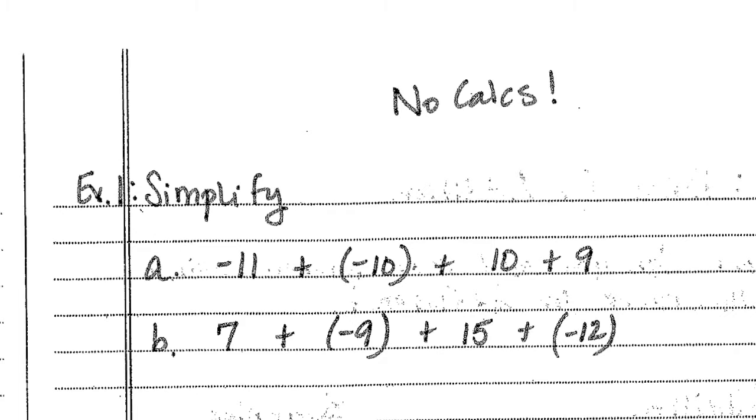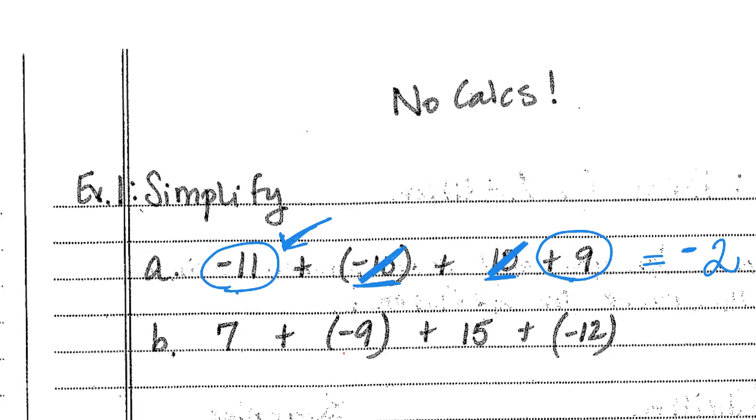Notice in example 1, letter A, we have a negative 10 and a positive 10. What can we do with those? Good, we could just cancel those out. And we end up with negative 11 and positive 9. Since the signs are different, we're going to subtract the numbers. And because 11 is the greater in absolute value, we're going to take the sign of the greater.